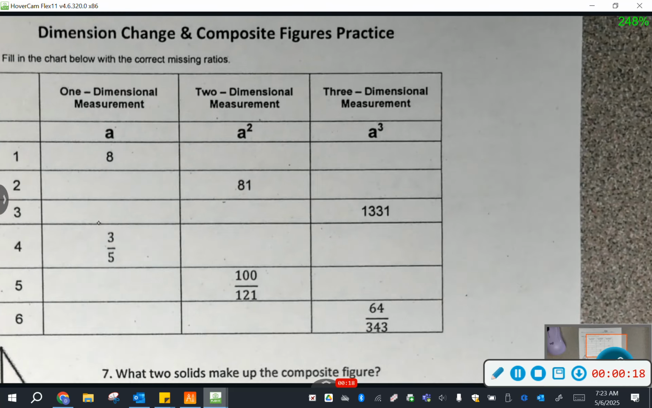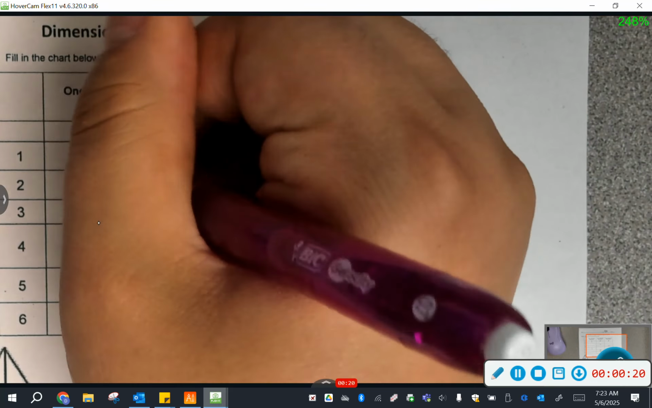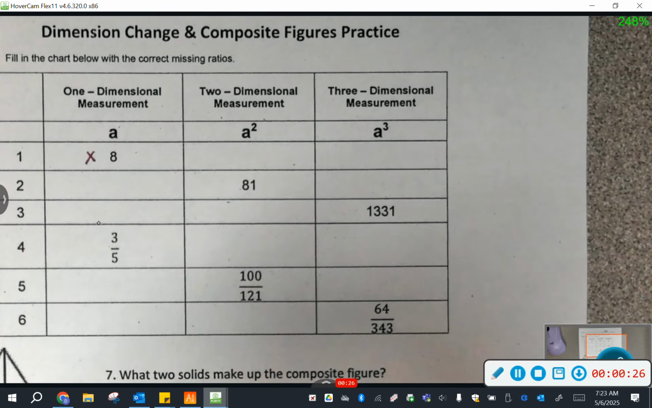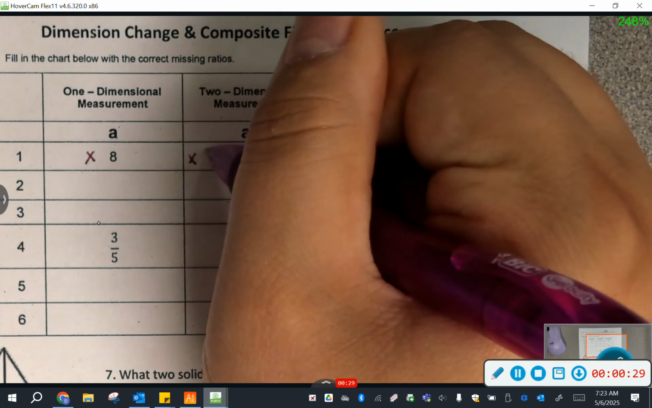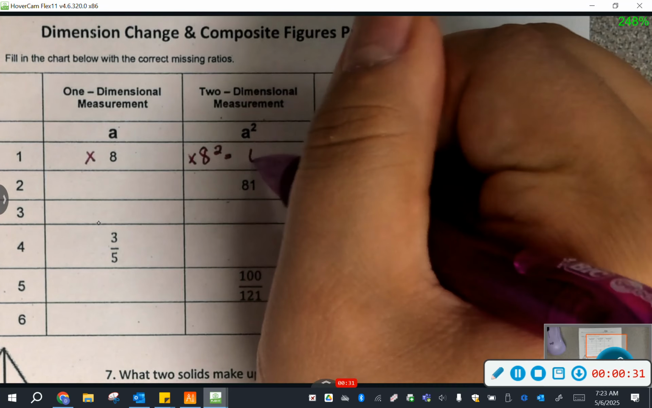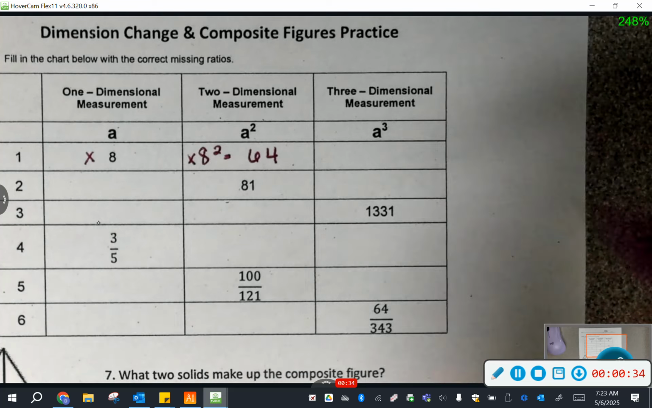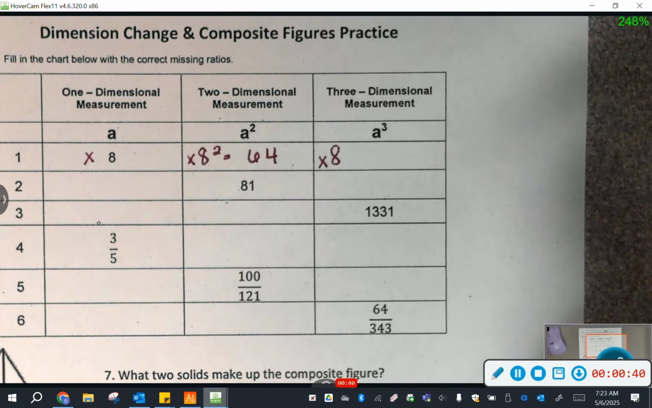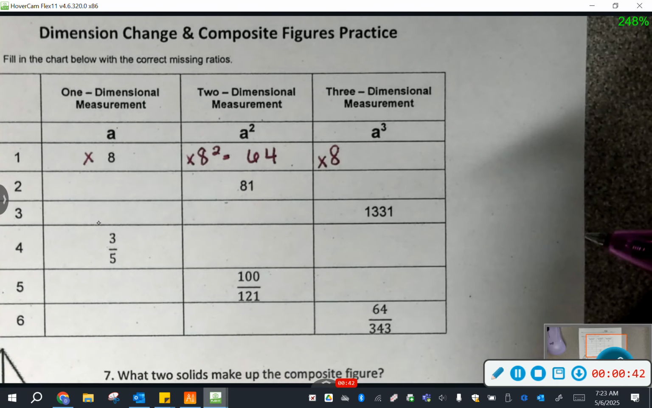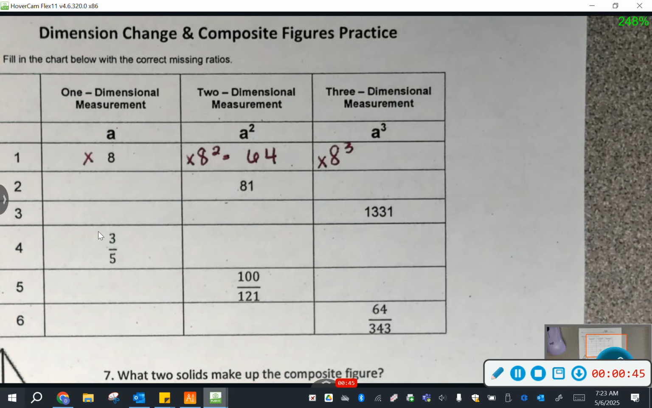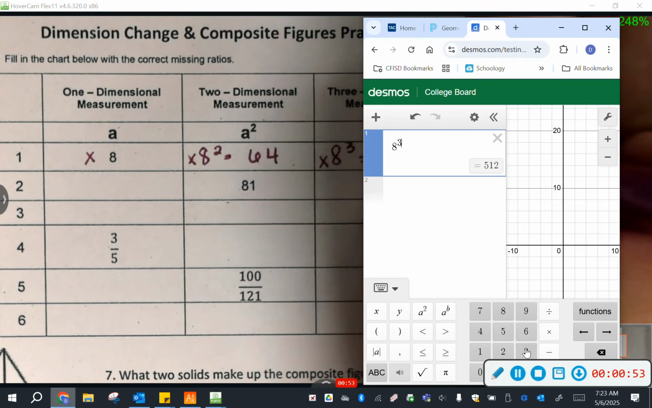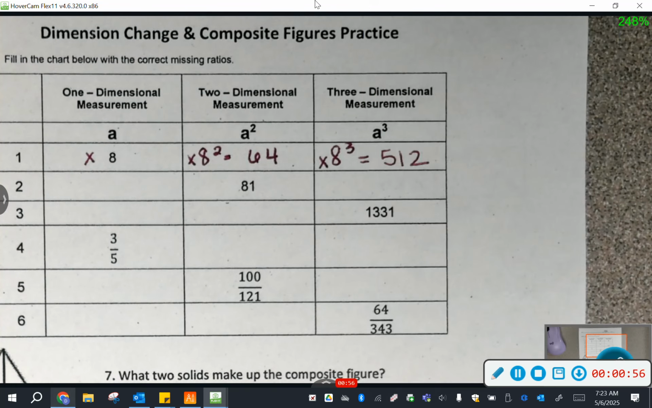So, number one, if my one-dimension measurement is times 8, what is my two-dimensional measurement? Times 8 squared, which is 64. And then what's my three-dimensional measurement? Times 8 cubed. And what is 8 cubed? I don't know off the top of my head. Remember to do the cubed. You hit this one with a 3, 512. I did know that. I just forgot about it. So 512.